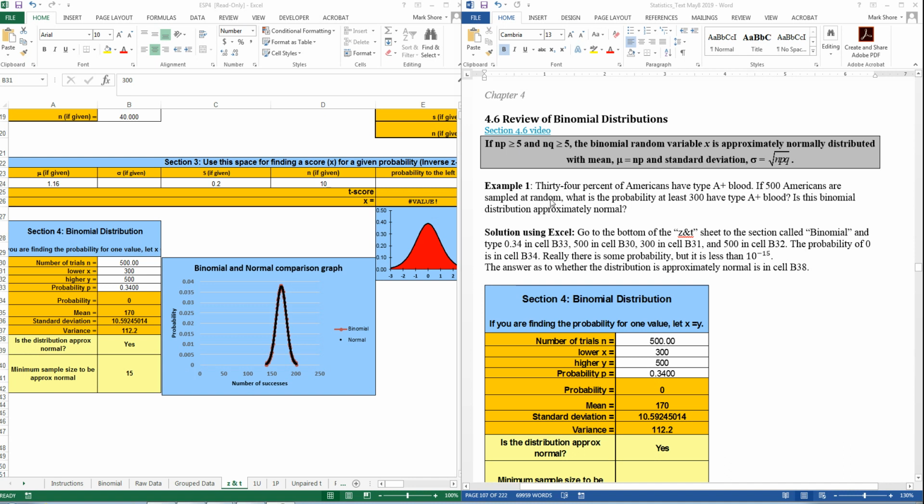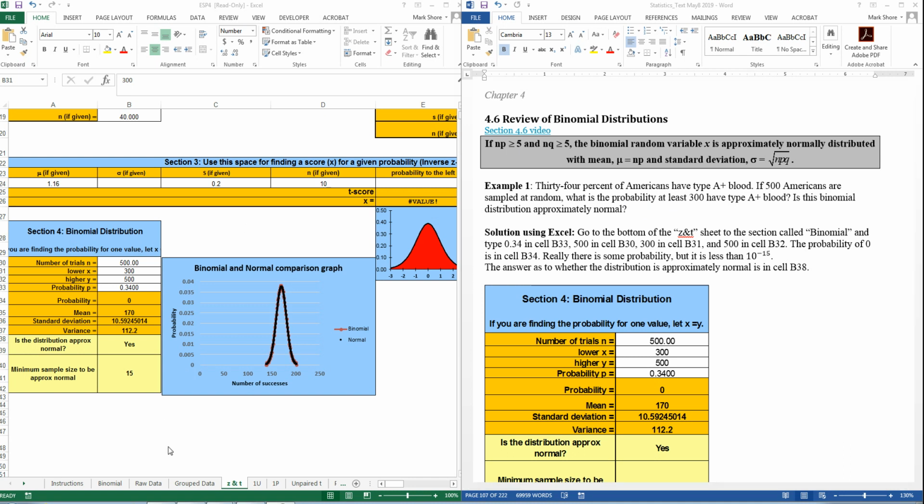The first one is a straightforward problem from section 2.2, and it says 34% of Americans have type A positive blood. If 500 Americans are sampled at random, what is the probability at least 300 have type A positive blood? Is this binomial distribution approximately normal? Okay, so first is just getting this probability. This is binomial because they either have type A blood or they don't. Notice there's no mean or standard deviation given on this problem, so it's not like a z-score type of thing.